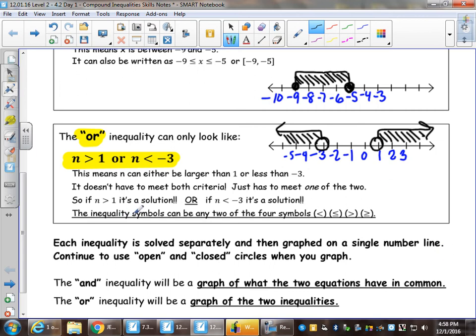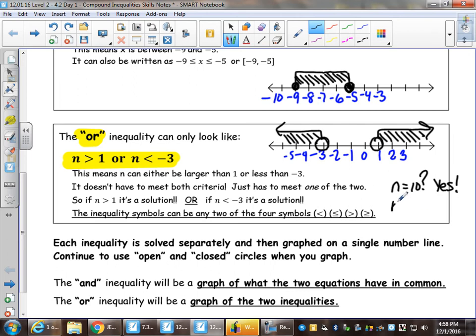So if n is greater than 1, it's a solution. So if you were asked, is n equal to 10? Yes, because n equals 10 is greater than 1. It would fit into this shaded solution set that goes forever and ever this way.